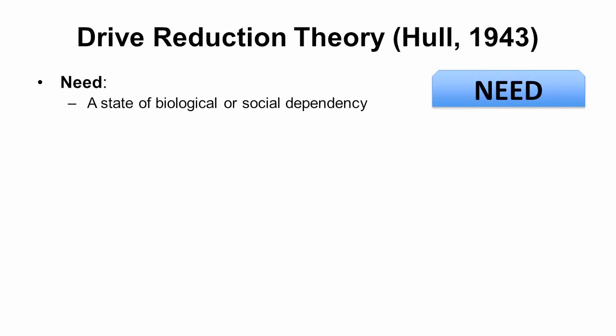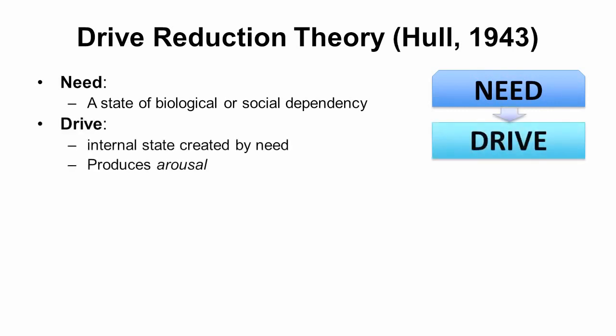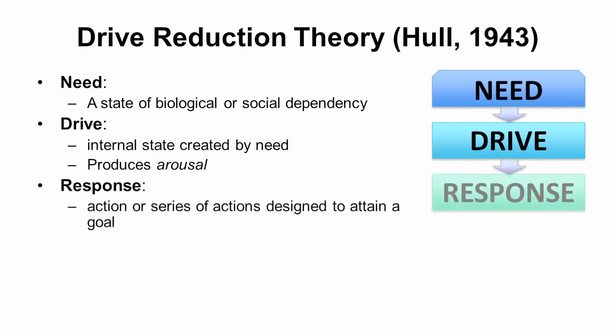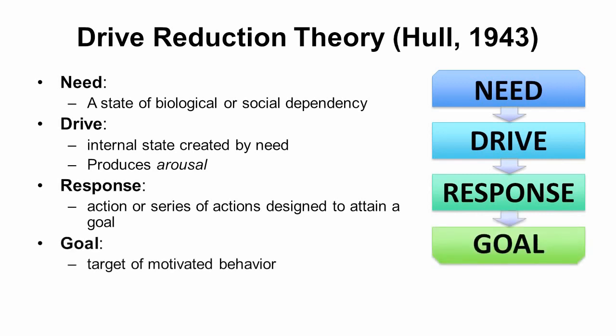So this need will then produce a drive. A drive is an internal, emotional state that's created by that need. It will make you become aroused and motivated. The third thing is response, and that is behavior. So the drive will then get you to engage in certain kinds of actions. It'll get you to behave in certain ways to satisfy that need. Now, satisfying the need, that's the fourth part of this model. That's the goal you're trying to achieve.